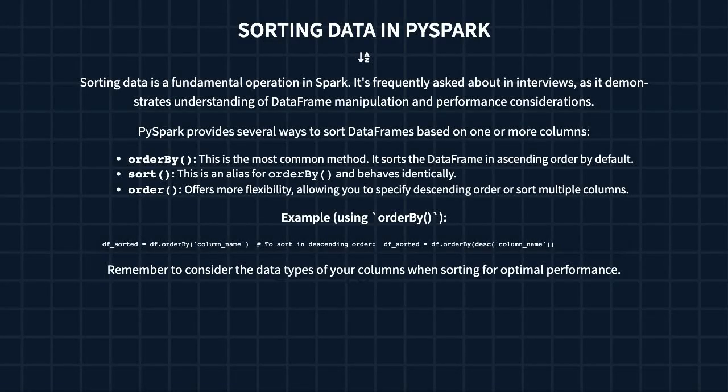Let's talk about sorting data in PySpark. It's a really common question you might hear in an interview, and it shows that you understand how to manipulate your data frames effectively. There are actually three main ways to sort: order by and sort, which are basically the same thing, and then there's order, which gives you even more control, like sorting in descending order or specifying multiple columns at once. The order by method is your go-to for simple ascending sorts, and if you need to reverse it, just use desc on the column name.